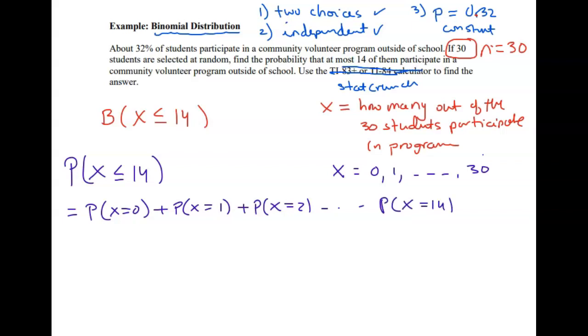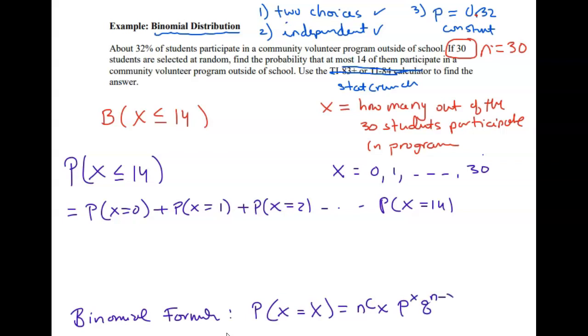Now we could calculate this by hand. There is a binomial formula, which is the probability that x equals a particular value of x is n choose x, p to the x, and q to the n minus x. p is the probability of success. q is 1 minus p, the probability of failure. n is how many students you have, and x is that particular value that you're trying to figure out.